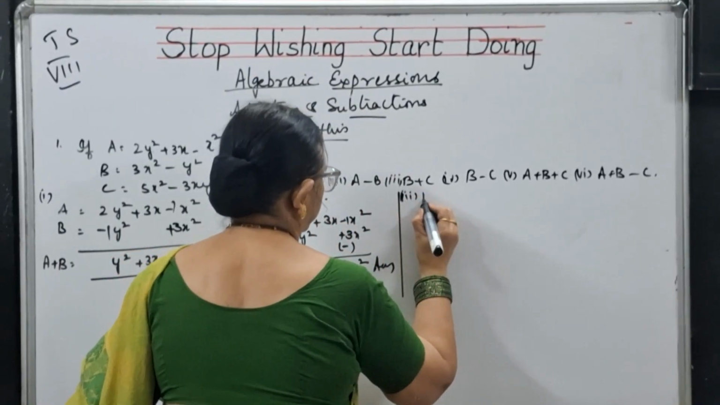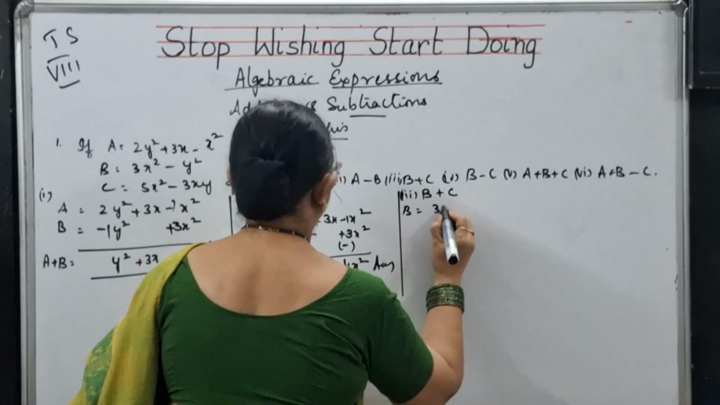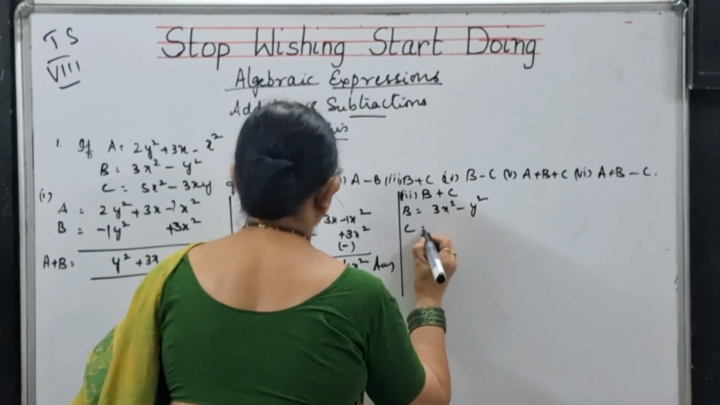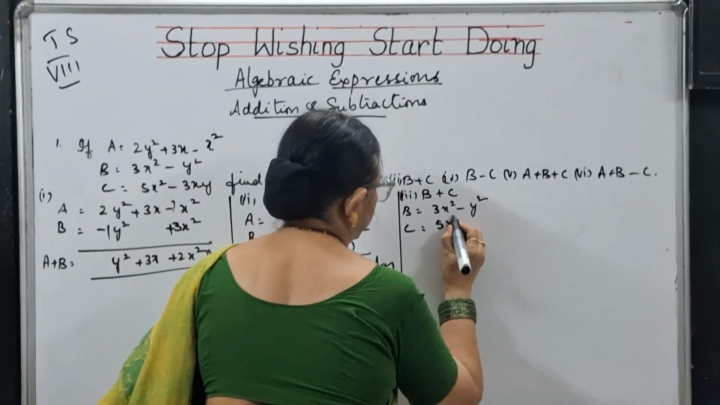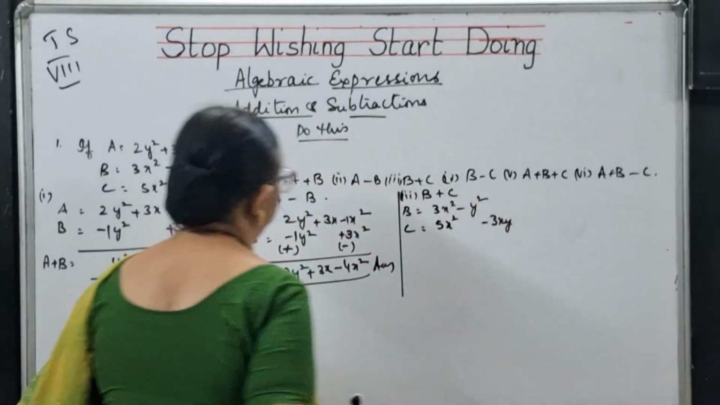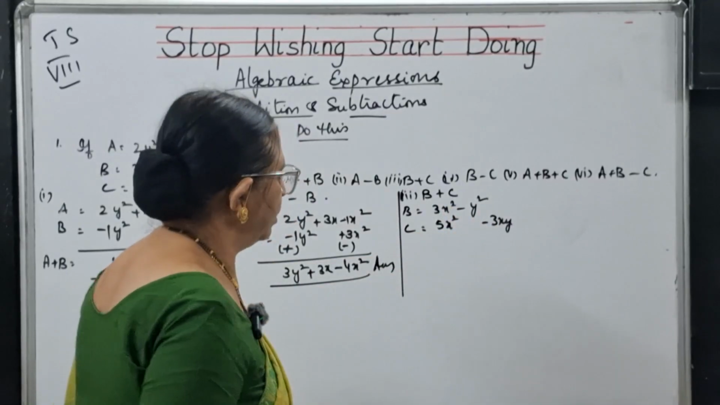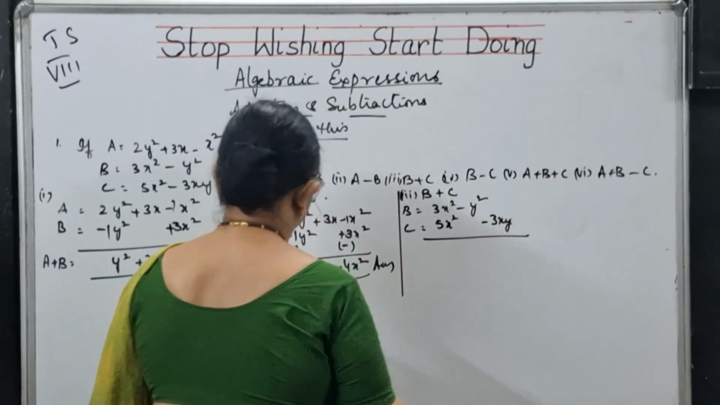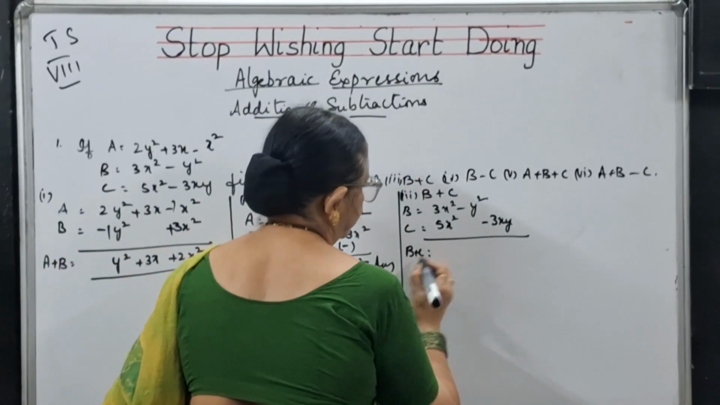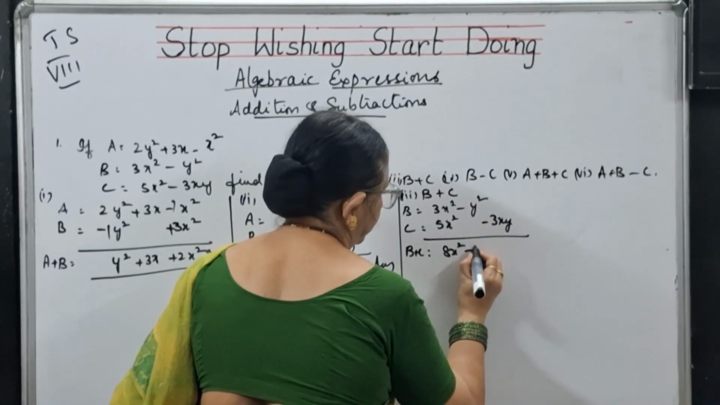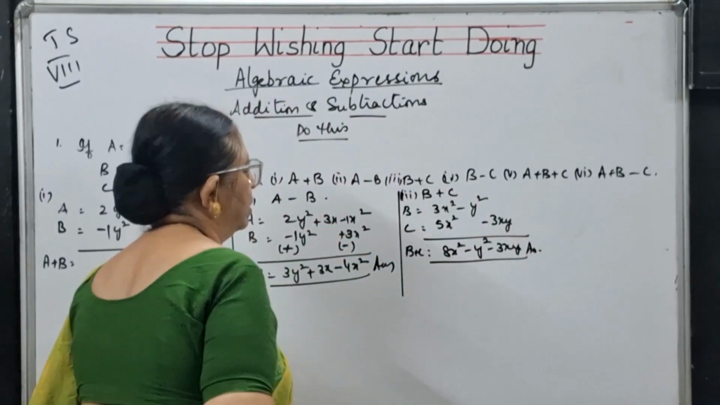Third bit, b plus c. B is equal to 3x square minus y square, and c is 5x square minus 3xy. 5x square minus 3xy goes in a new place, because there is no like term, no xy here. I told you earlier also, you have to keep it under a new place. So b plus c is equal to 5 plus 3, 8x square minus y square minus 3xy. This is the answer for the third bit, children.